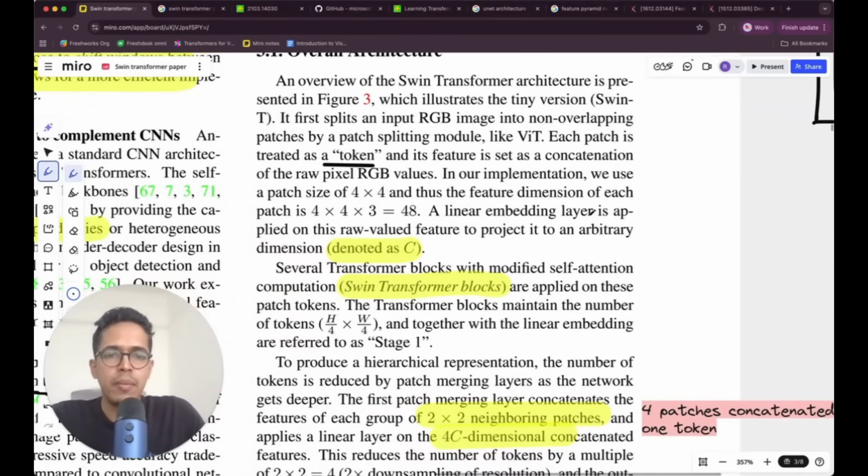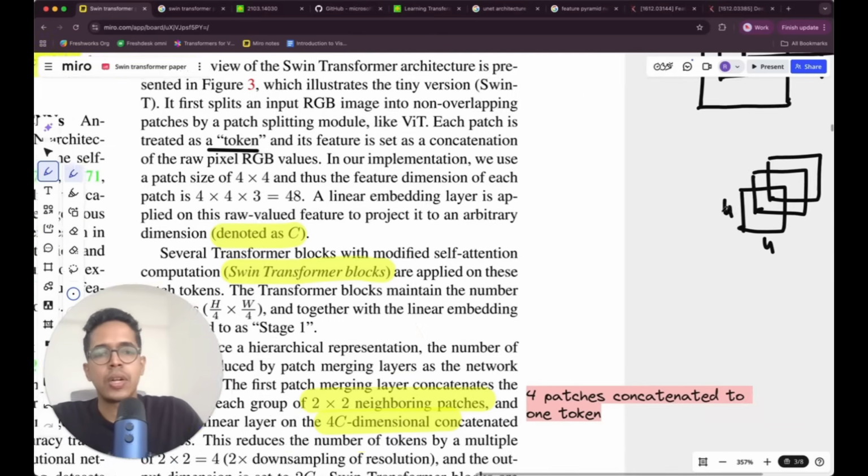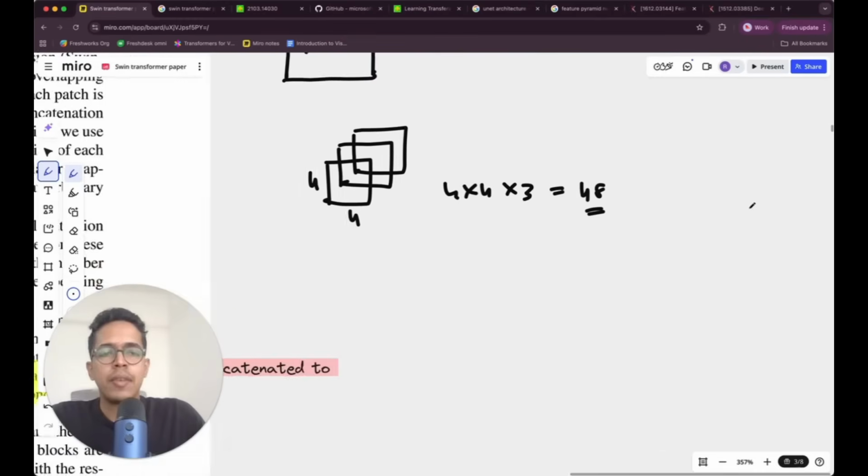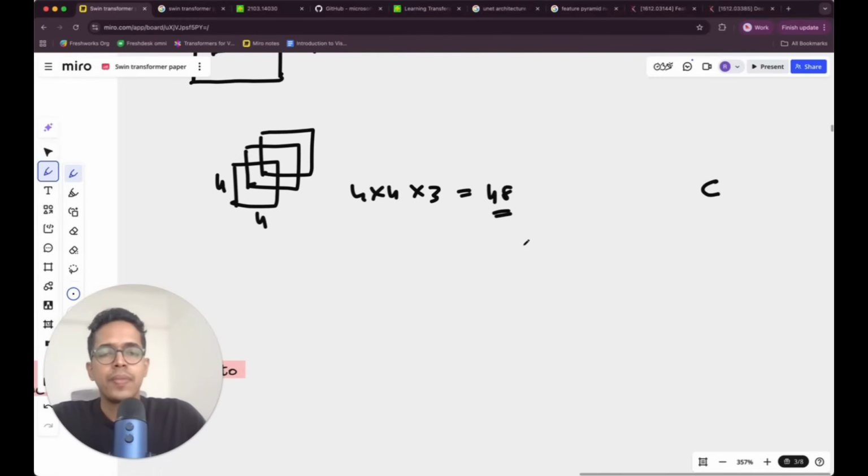Then a linear embedding layer is applied on this raw valued feature to project it into an arbitrary dimension C. So to convert a 48 dimensional vector, you can call it a 48 by 1 vector, you want to convert it into C by 1. For this, you can use a matrix whose dimensionality is C by 48.